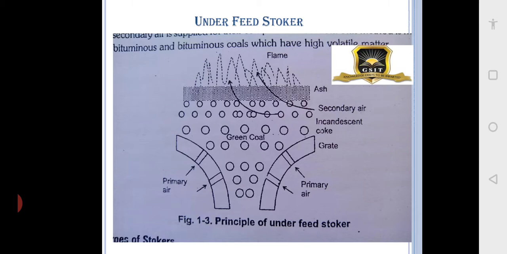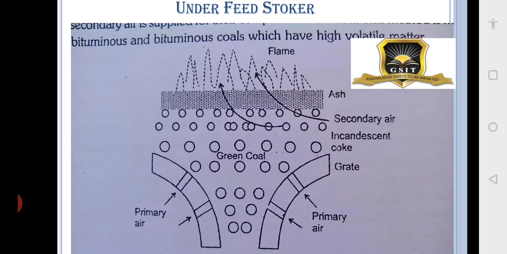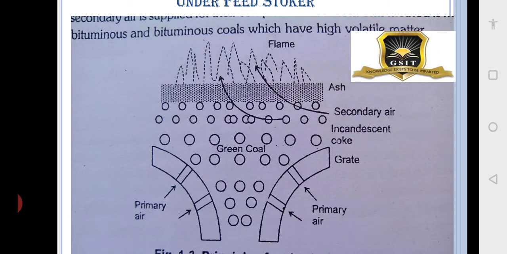So this is used for coal. Also you have different types of coal like lignite, anthracite, bituminous coal and all. Underfeed stokers are used for high volatile matter coals. So these stokers are designed based on the type of coal being burnt. Again you can see here you have primary air from the bottom, and at the top you have secondary air.